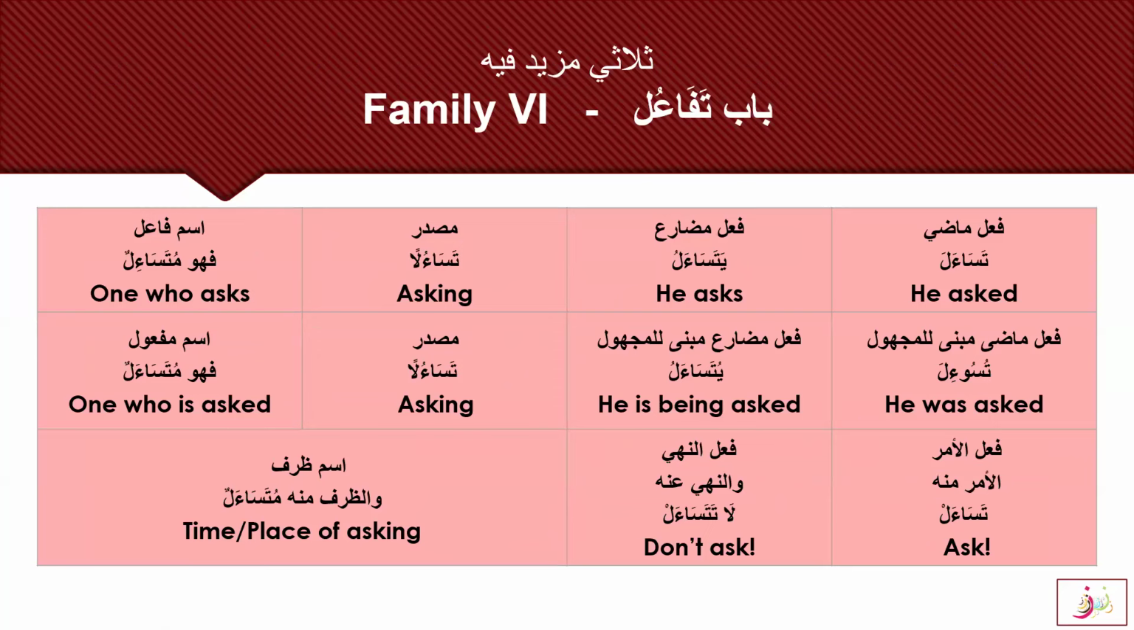Let's see Bab Tafa'ulu, family 6, thulathi mazid fihi. The fa'il madi, mudari, masdar, ism fa'il goes like this: Tasa'ala, yatasa'alu, tasa'ulan, fahuwa mutasa'ilun. Tusu'ila, fi'l madi mabni lilmajhul. We notice that it has the ui sound, just like the mudari of families 2, 3, and 4. But here you can notice the fi'l mudari doesn't start with an u sound. Fi'l mudari mabni lilmajhul is yutasa'alu, masdar tasa'ulan, ism maf'ul fahuwa mutasa'alun.